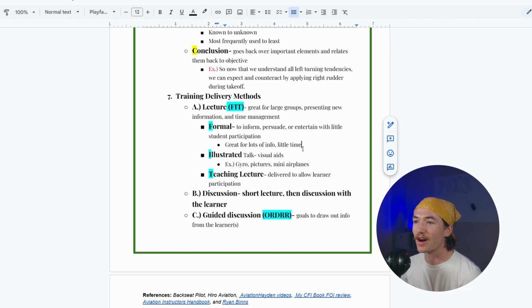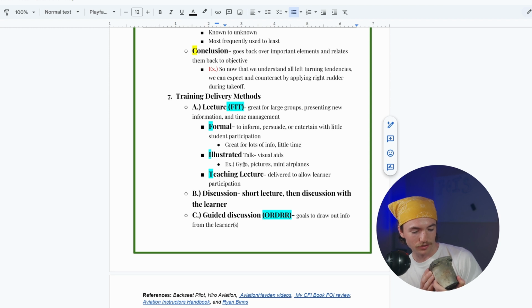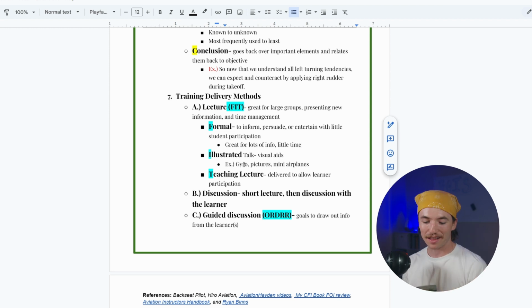He's the man. Okay, but I is going to be illustrated talk, and this is the visual aids. I personally love to use a gyroscope and pictures and my mini airplanes. I don't have my mini airplane with me, but I do have an altimeter. I guess my setting is 3028 right now. But I love to have little illustrations for people to connect the dots. And then we have T for teaching lecture. This is delivered to allow learner participation. Just simply teaching lecture right there.